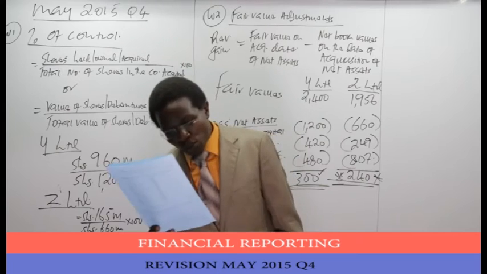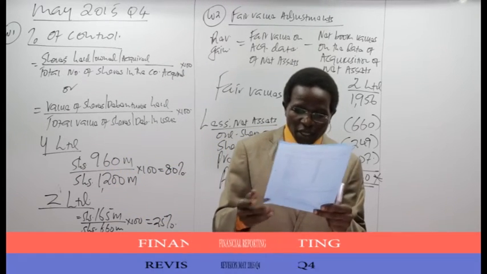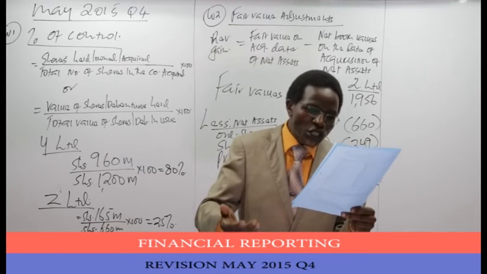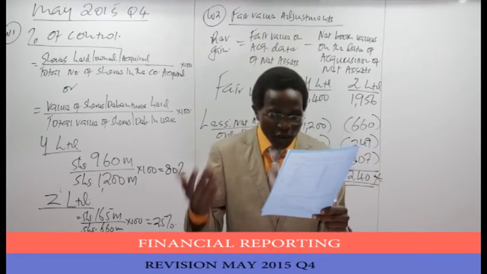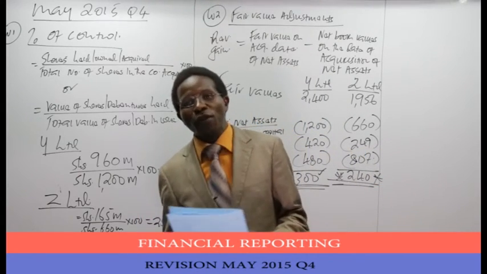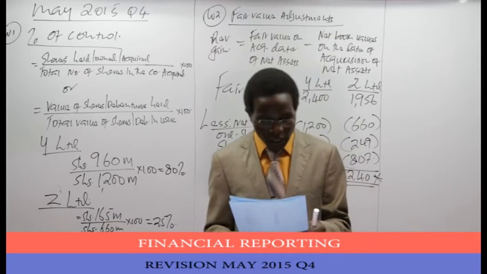Then we have number 2. Now in this case, it means that the 30% is the margin. So you take 30% on the 420 to determine the unrealized profits, or 30% on 180 to determine the unrealized profits on closing and opening stock respectively.